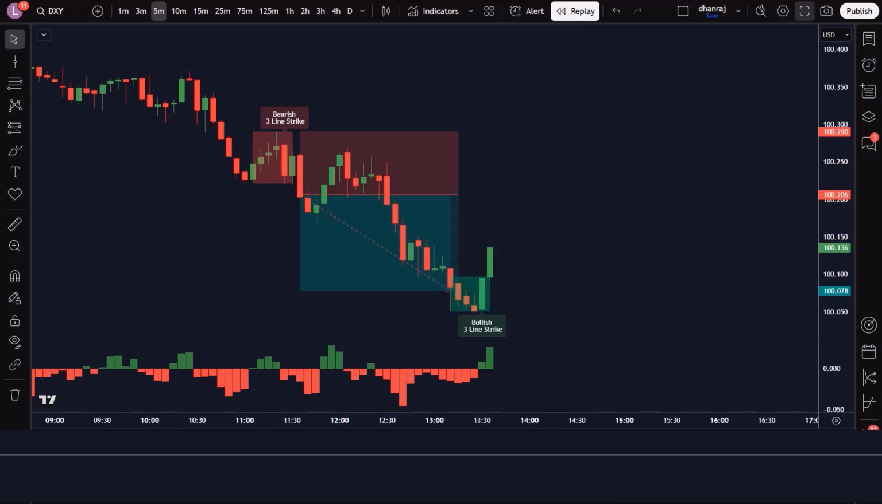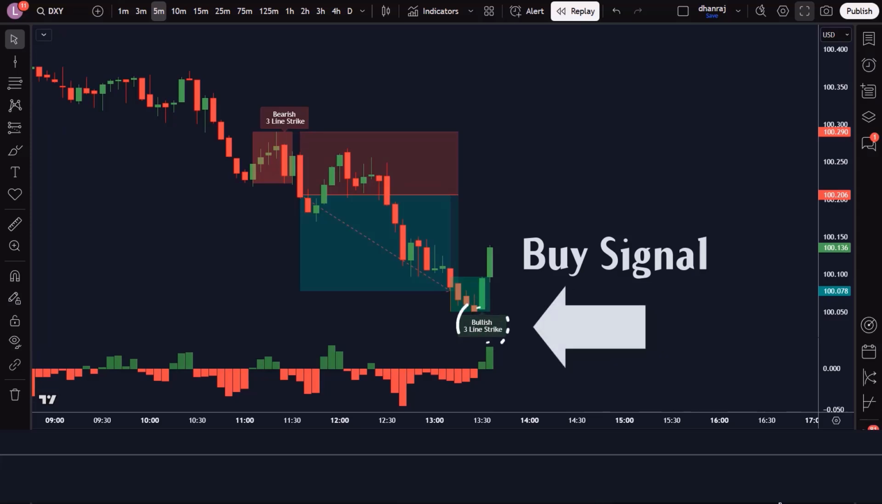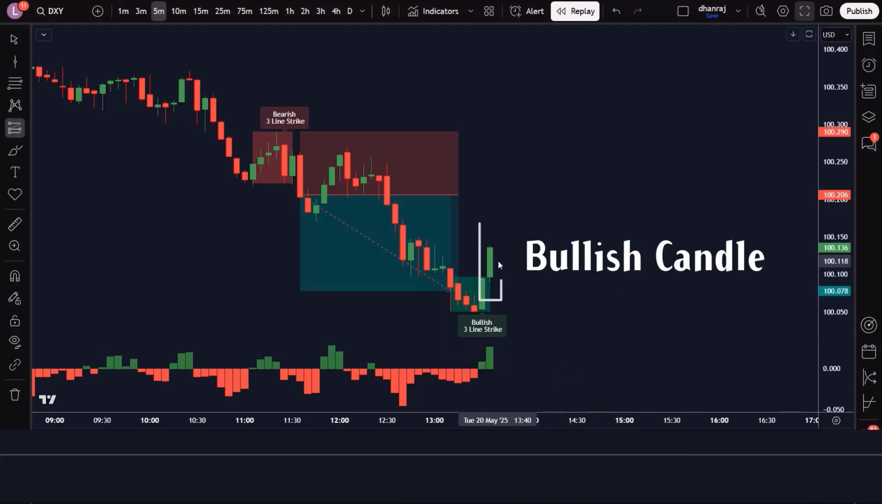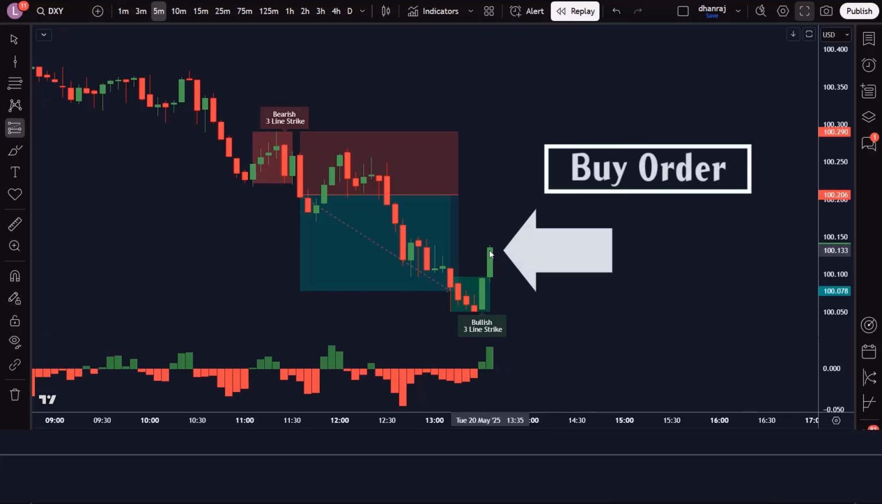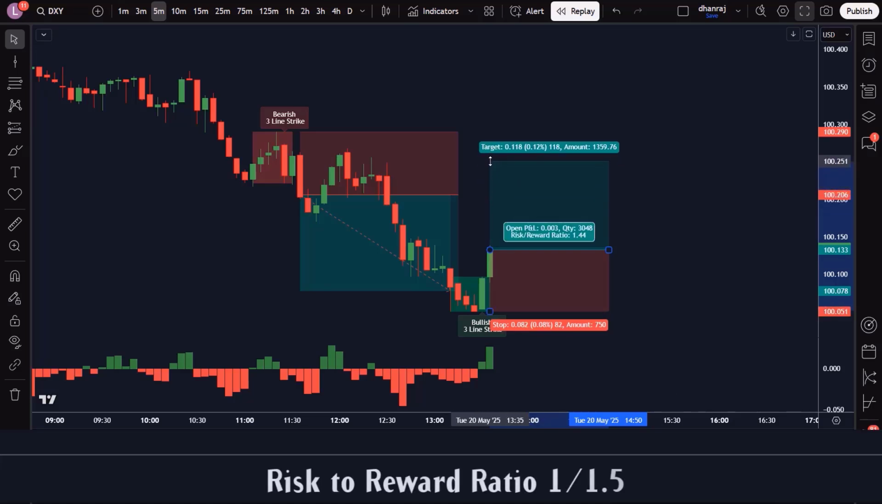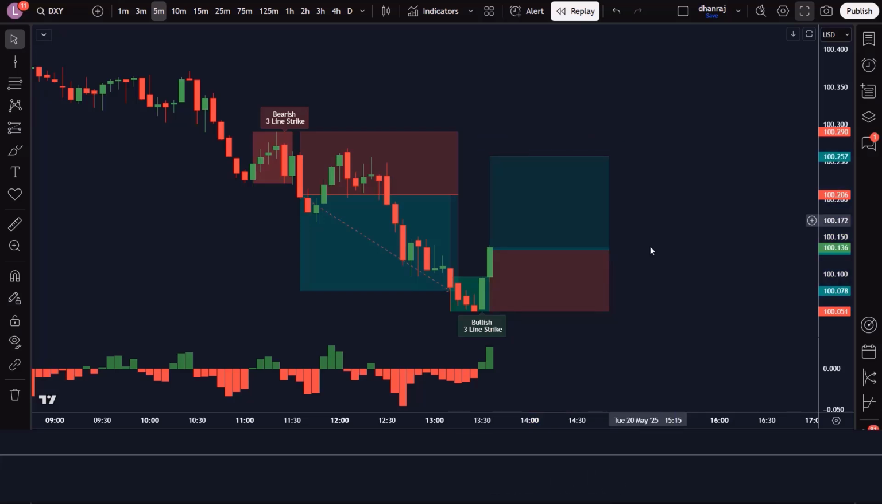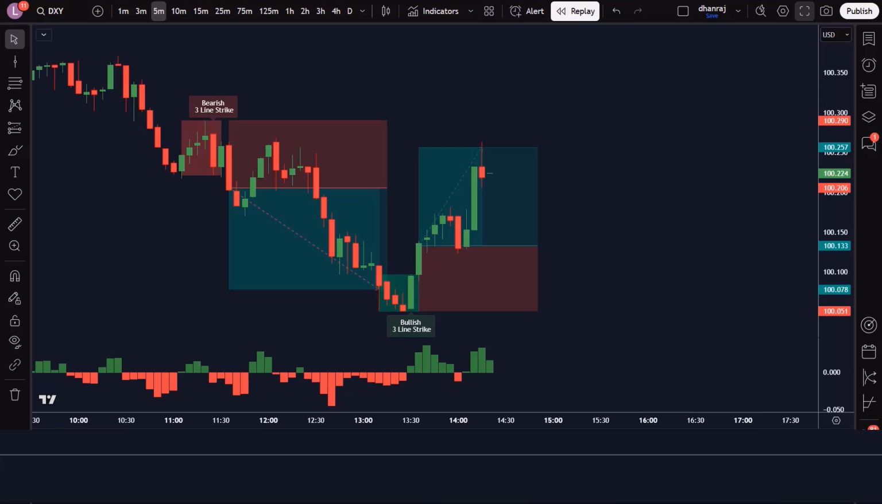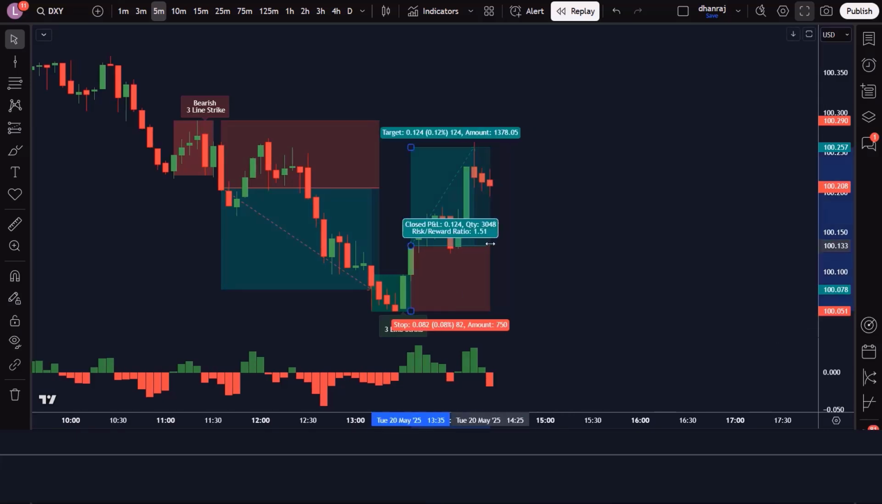We have got the signal. Here the 3-line strike candlestick indicator gives us a buy signal. Here the Kuratoga histogram indicator shows green columns. Here the market has made a bullish candle to give confirmation. So all our conditions are being fulfilled, so we are placing an order to buy. Our stop loss is to be placed at the low of the bullish strike box, and the risk to reward ratio will be 1:1.5. Let's see what happens to our trade. We have won this trade. Let's find the next trade.